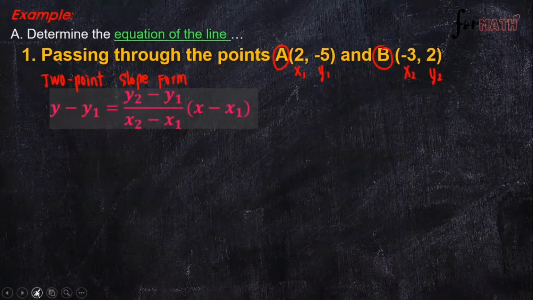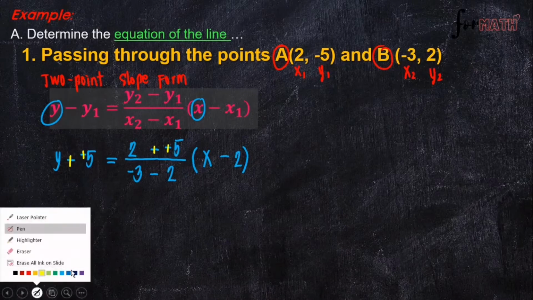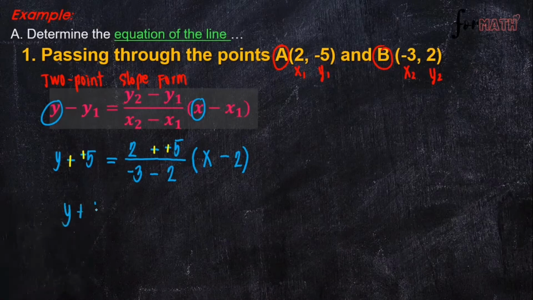Okay, so substitute lang po natin yung mga given. So, yung y, wala ka pong ilalagay sa y, tsaka dito sa x. Okay? So, y minus y sub 1 natin ay negative 5. Ayan. And then equals, y sub 2 natin ay 2, minus y sub 1 natin ay negative 5, all over, x sub 2 ay negative 3, minus x sub 1, positive 2, and then times x, copy lang yung x, minus x sub 1 na 2. Okay? So, ang rule ng sign numbers natin, minus negative, so magiging plus, positive, plus, positive. Okay? So, therefore, ang answer natin, we have y plus 5 equals.